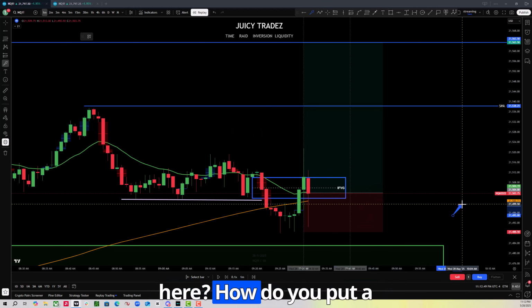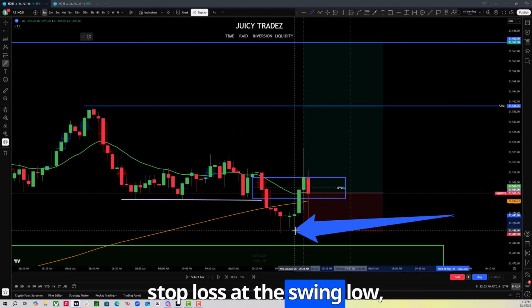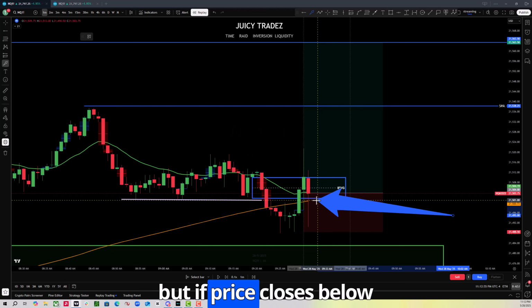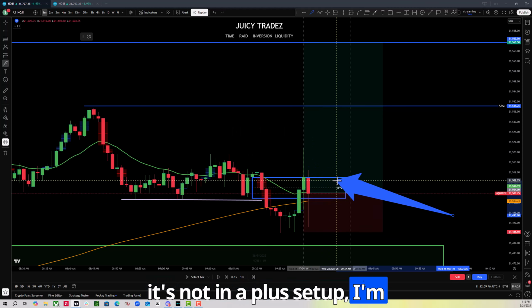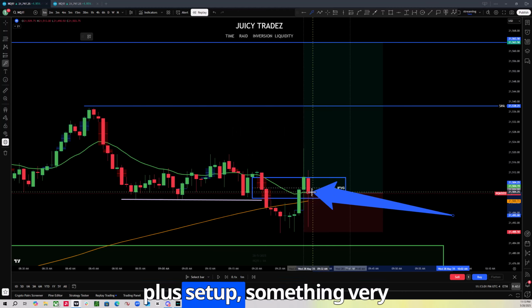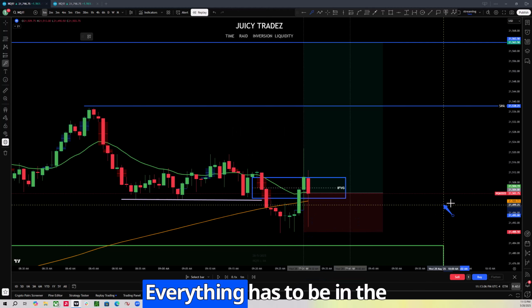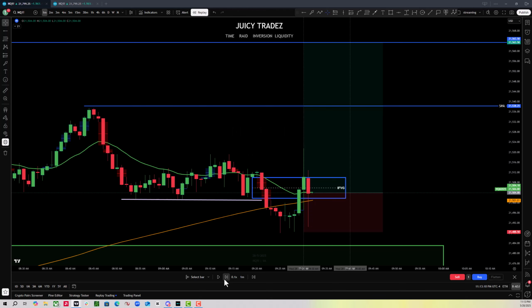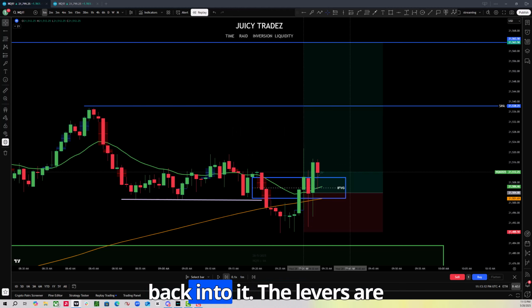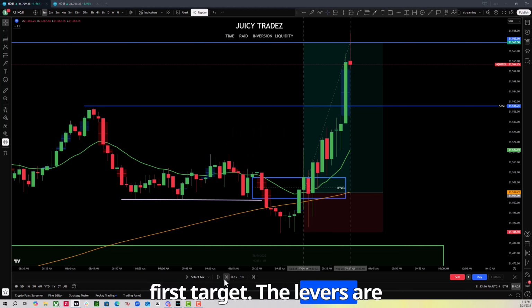Now, how do you manage risk here? How do you put a stop loss here? I put my stop loss at the swing low, but if price closes below the IFVG and it's not an A plus setup, I'm getting out. If it's an A plus setup, something very clean like this, I will wait for the stop to take that low. Everything has to be in line like it is right now. So let's see how the trade does. Trade goes down, comes back into it, delivers our first target, delivers our second target.